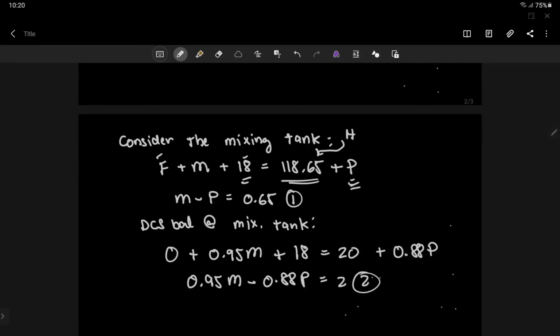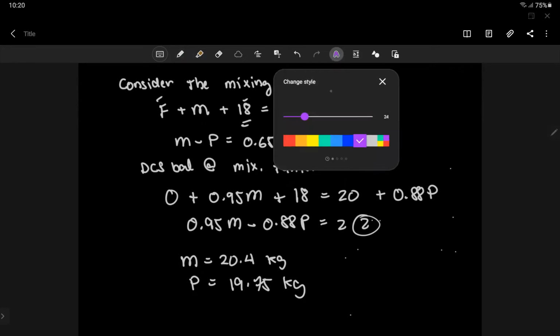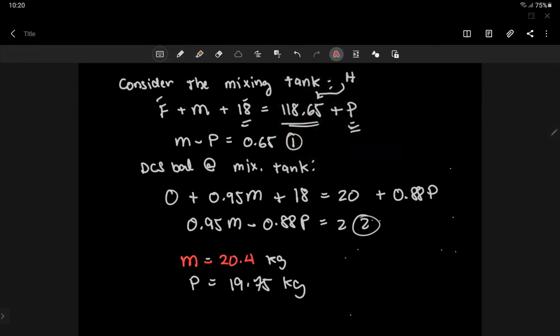This will be your equation 2. Okay? So you have now two equations and two unknowns. Therefore, you can solve this equation simultaneously. You'll get M equals 20.4 kilogram and P equals 19.75 kilogram. And itong mga to, well, hindi pa ito really yung mga sagot sa ating problem. Okay? But maybe we will need that.